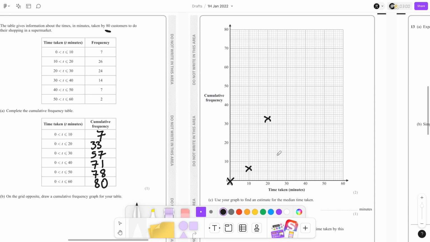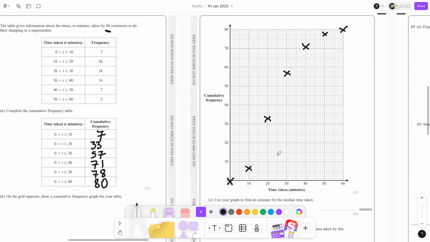At 30 it's 57. At 40 it's 71. At 50 it's 78. And at 60 it's 80. The numbers don't always fit exactly on the graph.